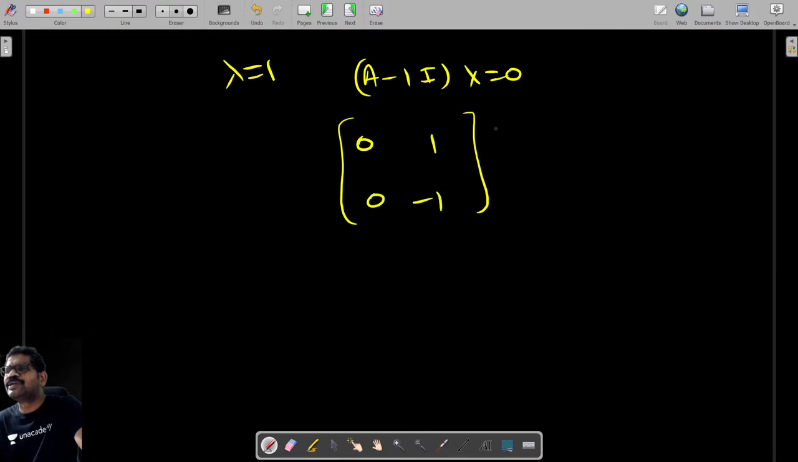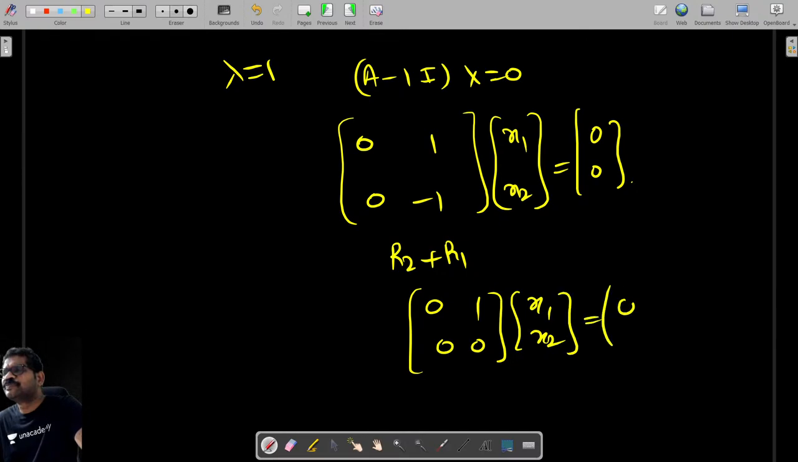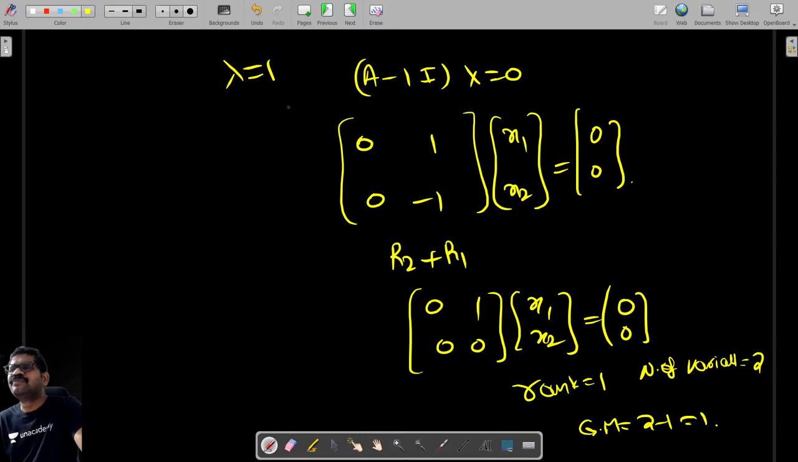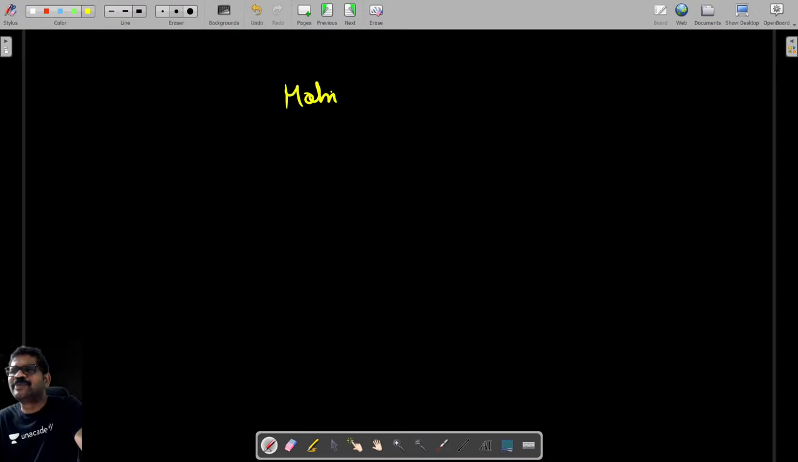0, 1, 0, minus 1, times x1, x2, equals 0, 0. Here, r2 plus r1 gives 0, 1, 0, 0. Here, rank is 1, number of variables is 2, so the multiplicity is 2 minus 1, which is 1. For eigenvalue 1, geometric multiplicity is 1. AM and GM are equal. Similarly, for eigenvalue 0, AM and GM are equal. Therefore, the matrix is diagonalizable.